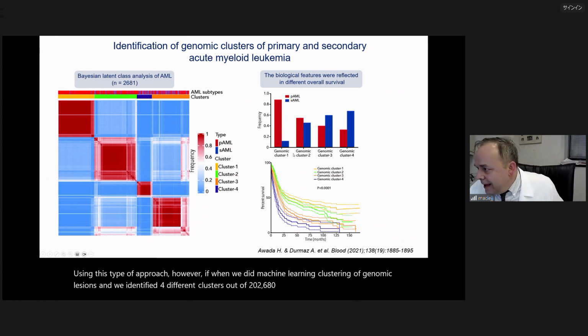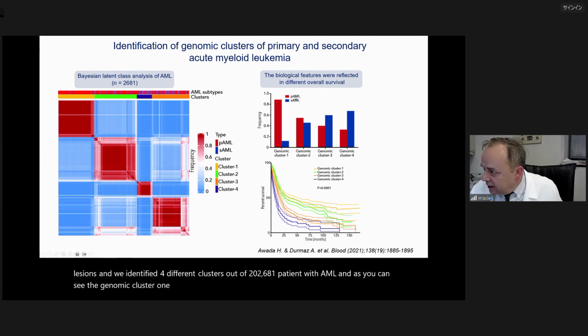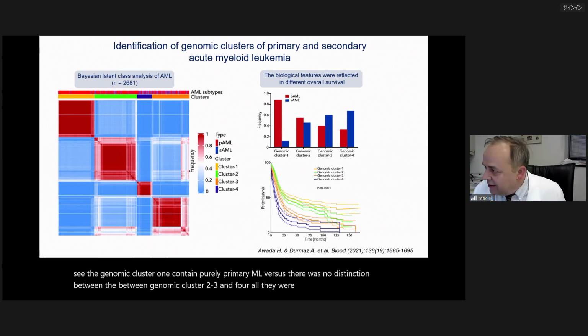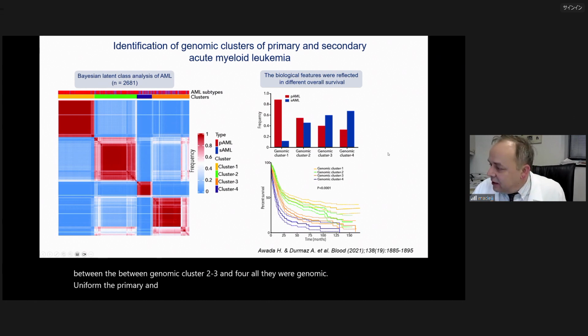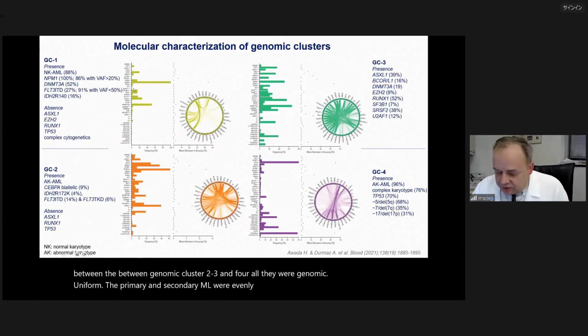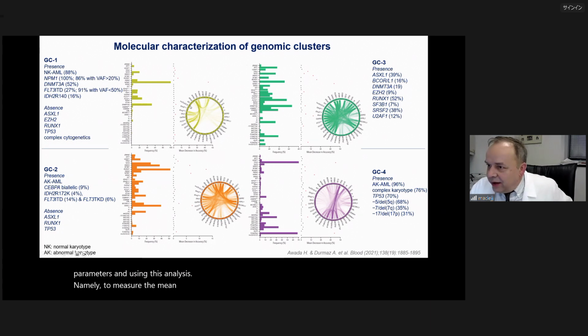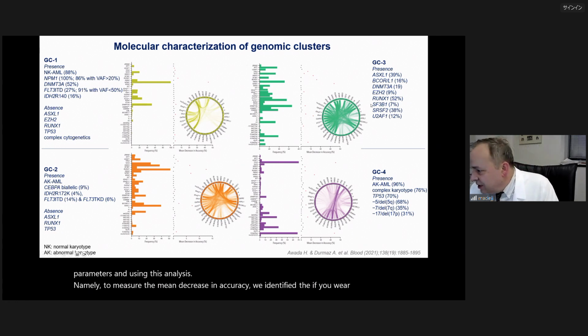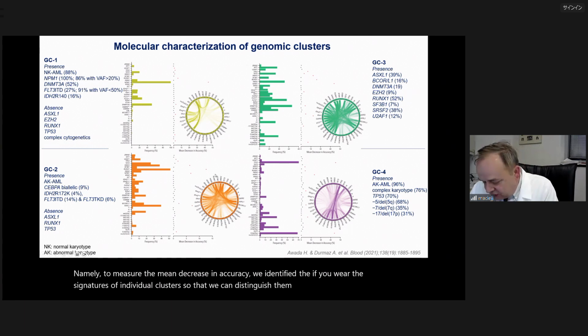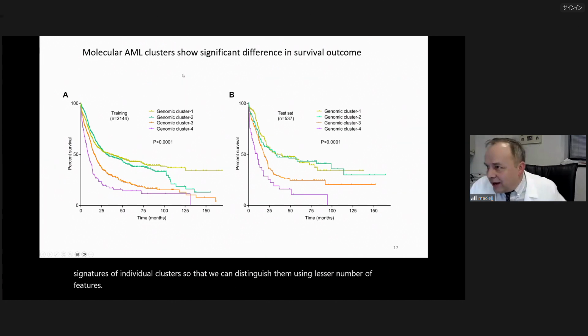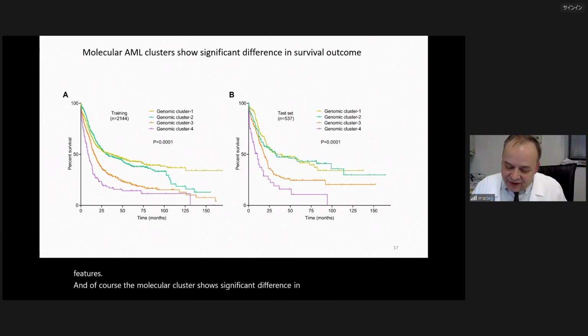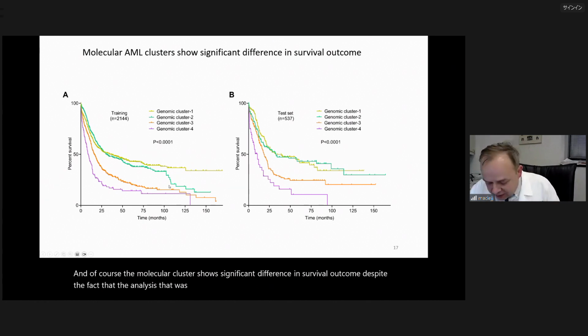2,681 patients with AML. And as you can see, genomic cluster 1 contained purely primary AML, whereas there was no distinction between genomic clusters 2, 3, and 4, although they were genomically uniform. The primary and secondary AML were evenly distributed. Of course, one does not want to use too many parameters, so we tried to boil down the parameters, and using this analysis, namely measuring the mean decrease in accuracy, we identified, if you wish, the signatures of individual clusters, so that we can distinguish them using a lesser number of features. And of course, the molecular clusters show significant differences in survival outcome, despite the fact that the analysis was unsupervised, purely on molecular parameters.